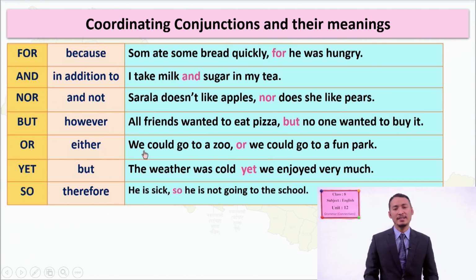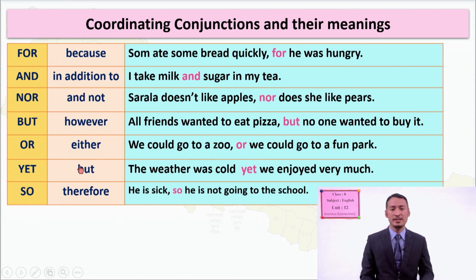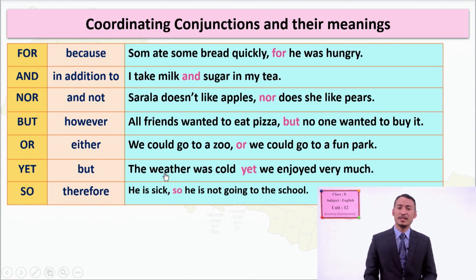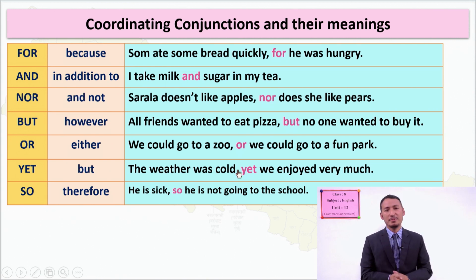Or means either one thing or the other. For example, we could go to the zoo, or we could go to a fun park. Either one thing, you do one or the other. So that's the choice here. Yet means but. The weather was cold, yet we enjoyed it very much. You see that contrast here. The weather was cold. We are not supposed to enjoy the weather when it is too cold. But if we enjoy it, there is a contrast.